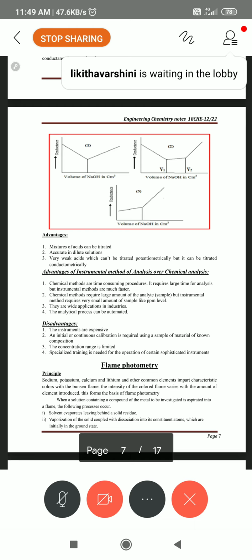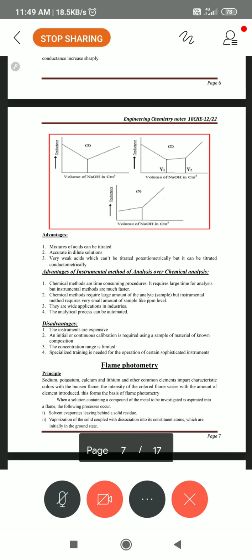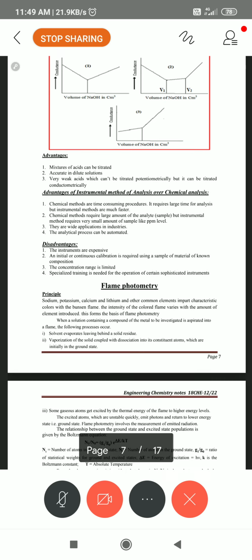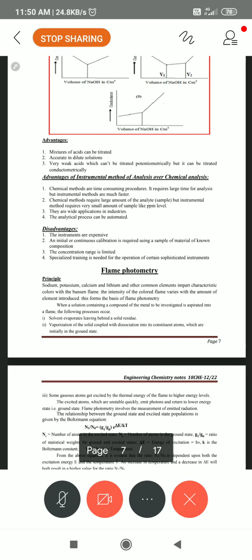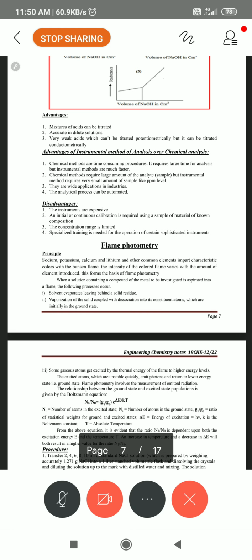Coming to the theory, once the sample is completely dissolved, you keep it in the series of standard solutions under the aspirator. The atoms absorb energy, jump to a higher energy level, and come back down to the original state. All of this is done by the atomizer, don't call it a nebulizer, it is the atomizer that does this work. It can be calculated exactly by the Boltzmann equation.